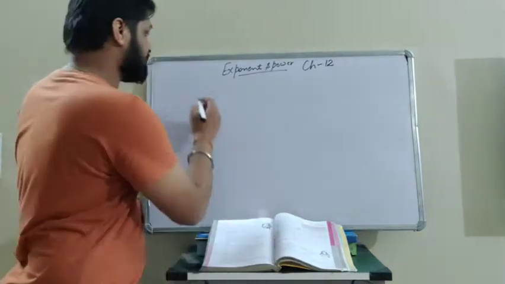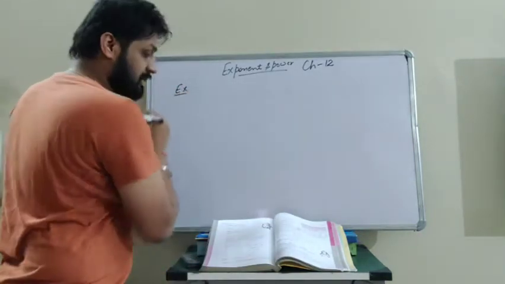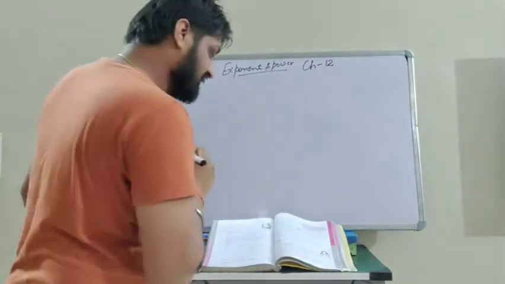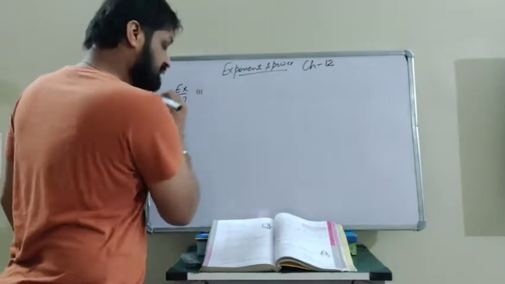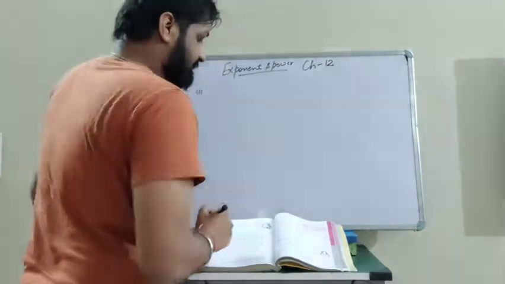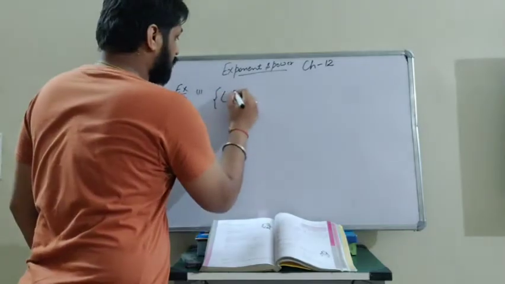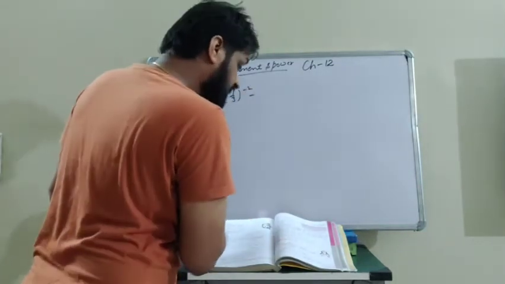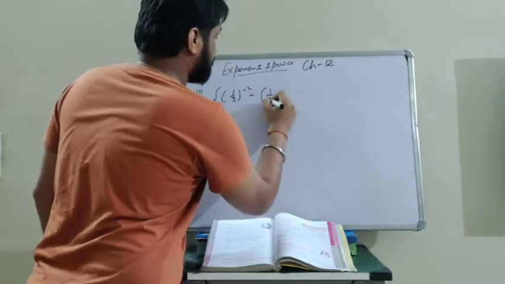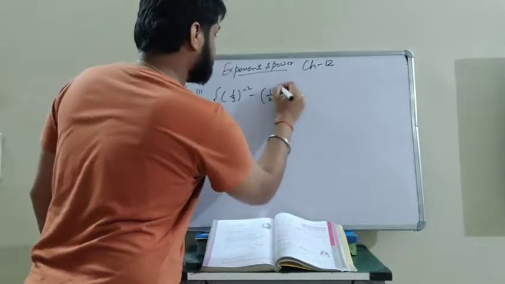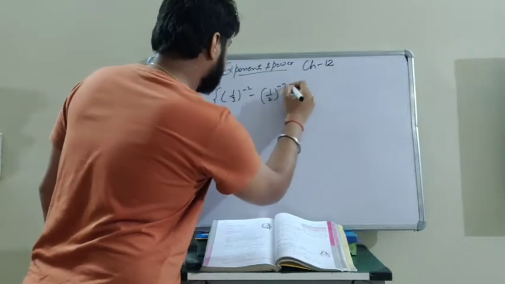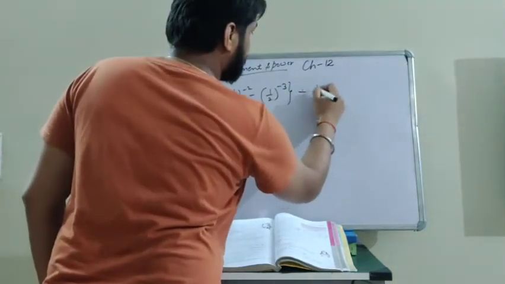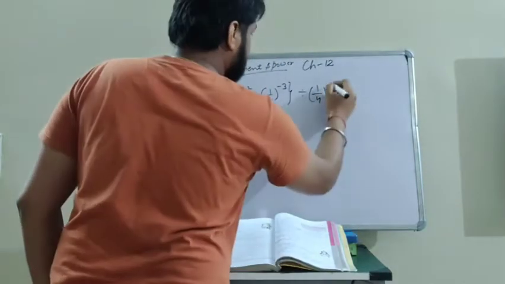This is example 7 on page number 197 of your NCERT. Example 7, the first part is: simplify (1/3)^(-2) minus (1/2)^(-3), bracket close, divided by (1/4)^(-2).